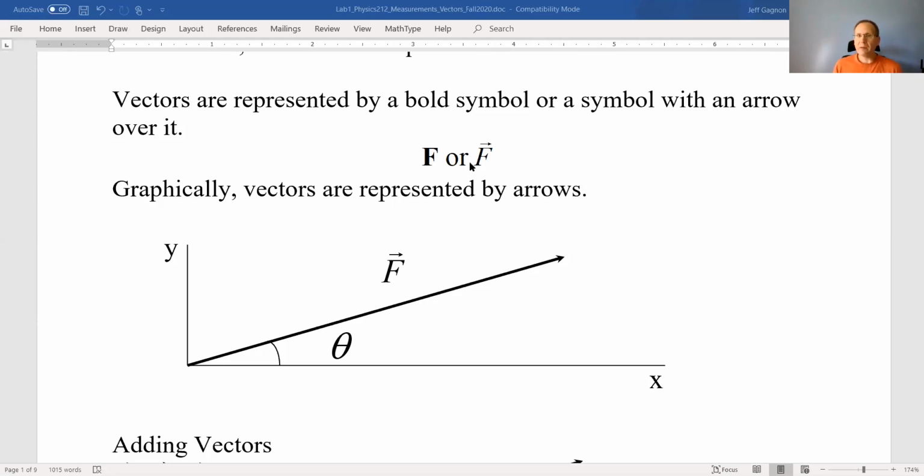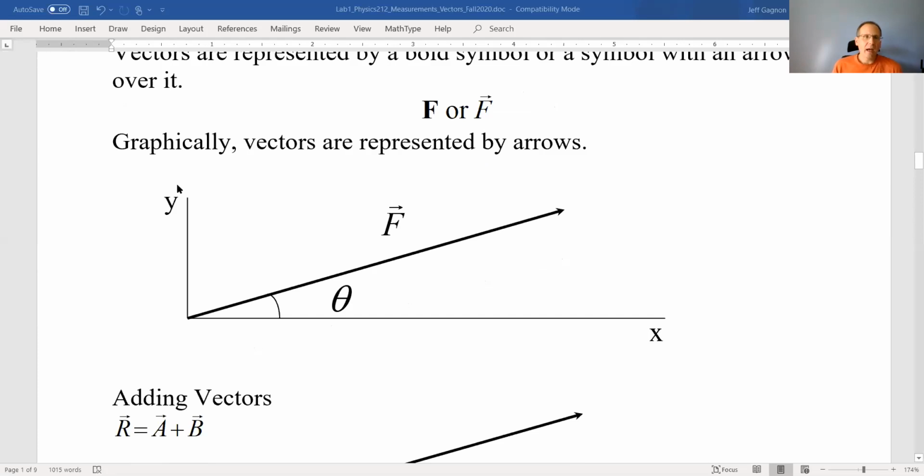Graphically, you can think of a vector as an arrow, right? Like a directed line segment or an arrow. So in this case, I have my Cartesian coordinate system, or my XY coordinate system, and I have a vector that's drawn from the origin, which is the tail of the vector, to the tip, so the arrow is going out this way. This represents the vector F.